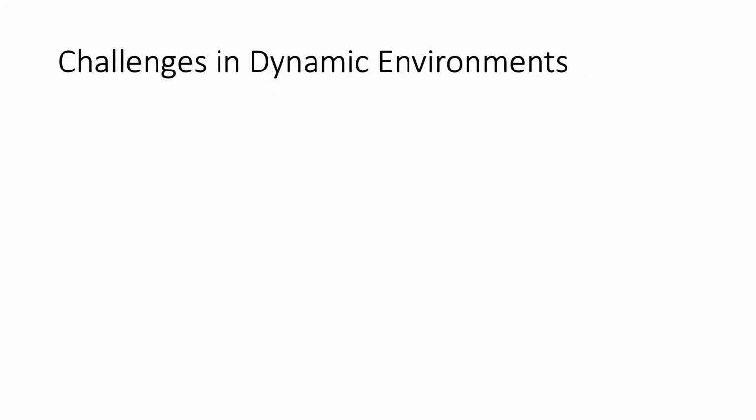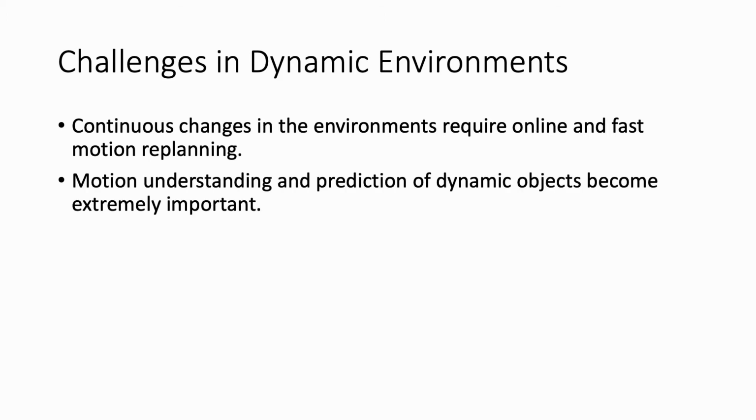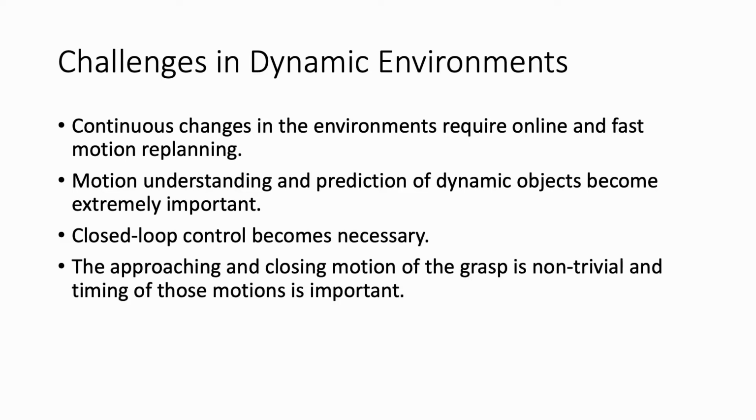Compared to static environments, which have been studied for decades in the robotics community, there are many new challenges brought by the dynamic environment. Continuous changes in the environment require online and fast motion replanning. Motion understanding and prediction of dynamic objects become extremely important. Closed-loop control becomes necessary. The approaching and closing motion of the grasp is non-trivial, and the timing of those motions is important.